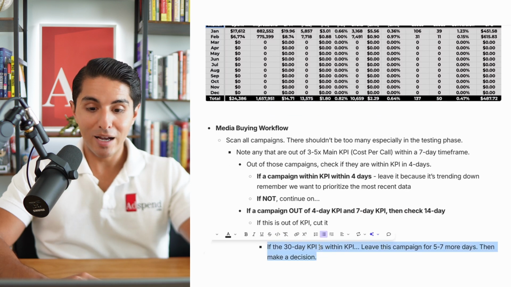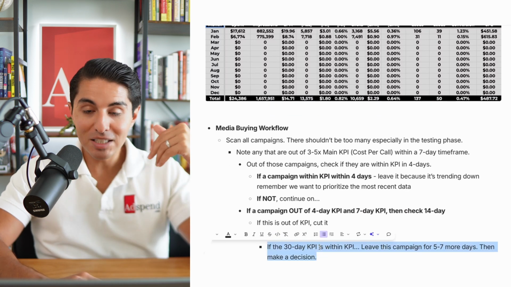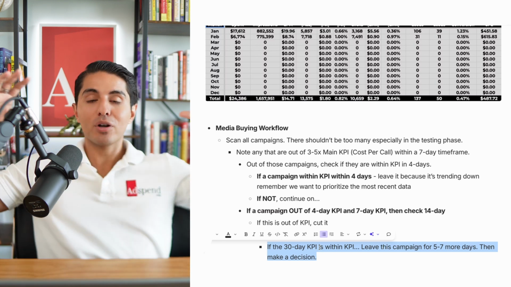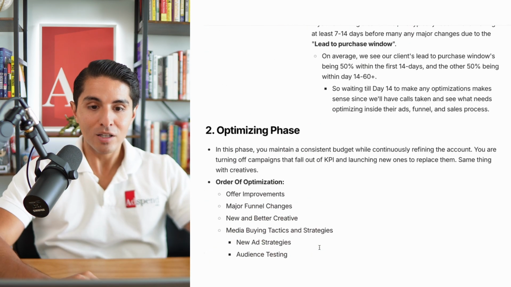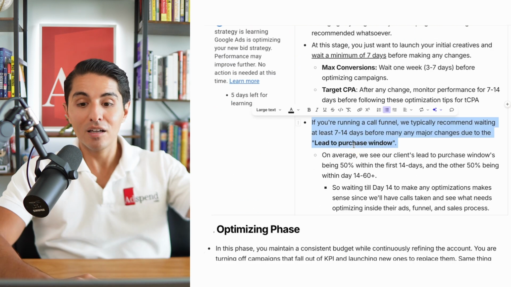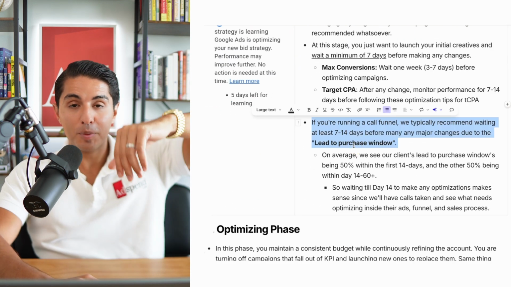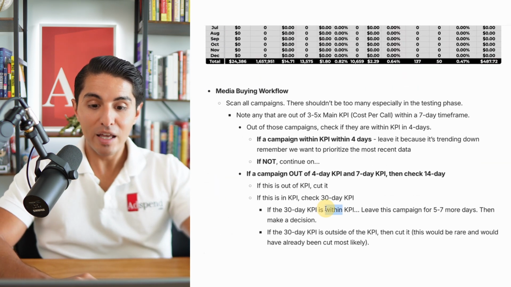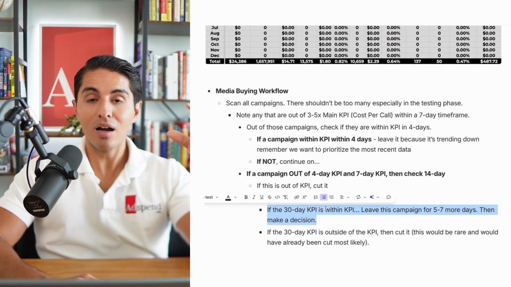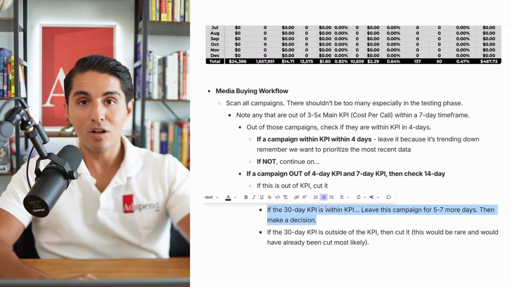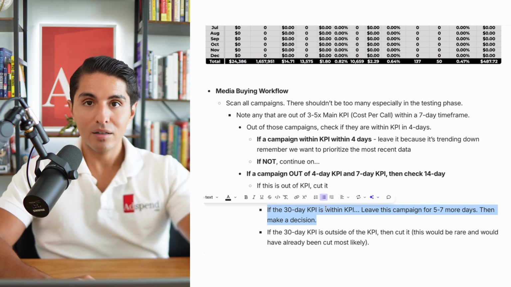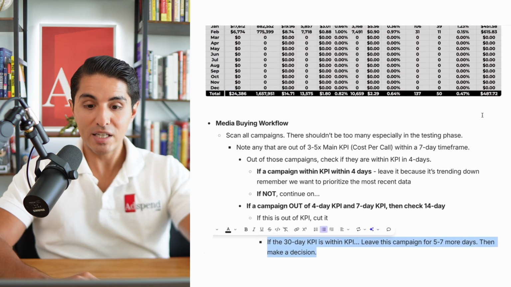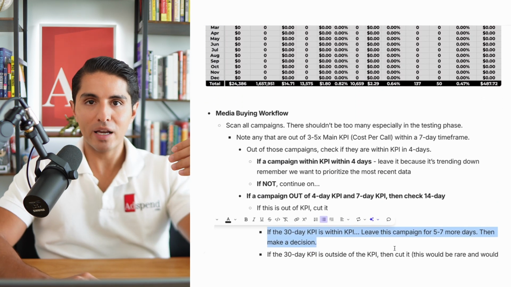If the 30-day KPI is within KPI, then you leave this campaign for 5 to 7 more days. Then you make a decision. Because out of the 30-day window here, knowing your lead to purchase window is, let's say, 50% within 14 days, the other 50% within 14 to 60 days plus, but within 30 days, this campaign is within KPI in terms of cost per marketing qualified call, right? And it's producing revenue and ROAS that's healthy for your business, that's doable to scale, then you want to leave it, right? You want to leave it again before making a decision.